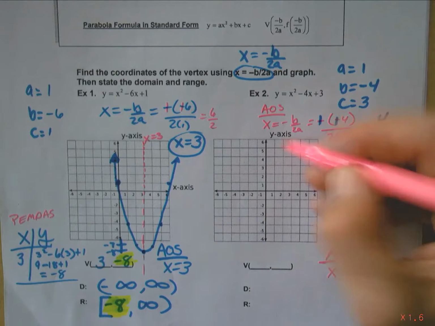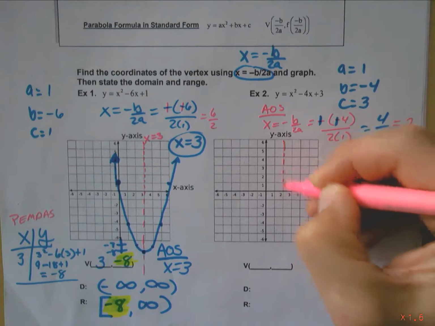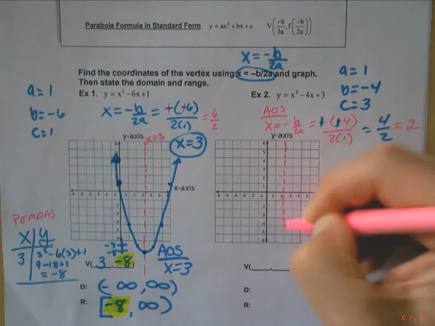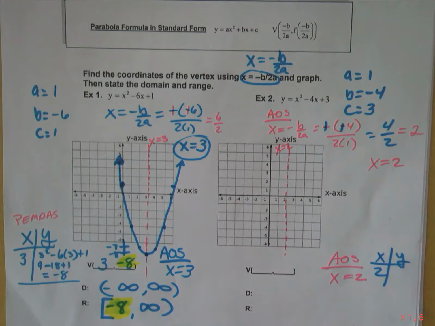So I'm going to go ahead and graph that. When you're graphing, one of the things they ask you to graph is that axis of symmetry, and they want it dashed. So draw that line up and down through 2. I've got x equals 2 there. Now somewhere on this axis of symmetry lies my vertex. It's 2 comma something.